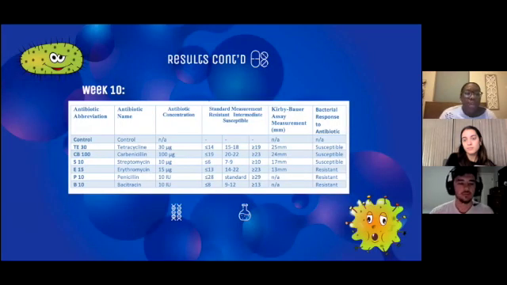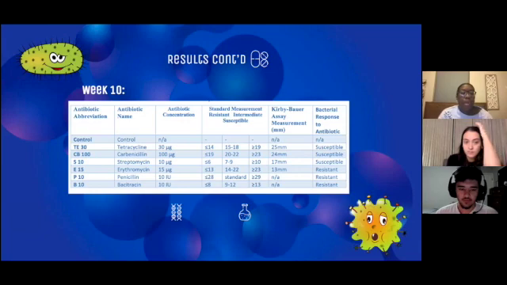Week 10, we were able to identify the antibiotic resistance. We were able to see that our bacteria was susceptible to tetracycline, as well as carbenicillin and streptomycin. And we were able to find out the antibiotics that it was resistant to, which were erythromycin, penicillin, and bacitracin.